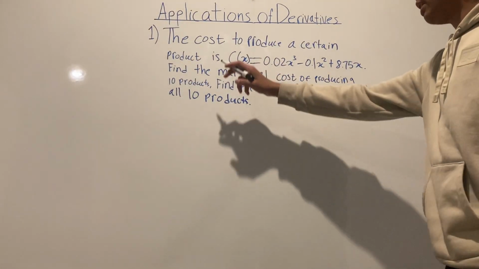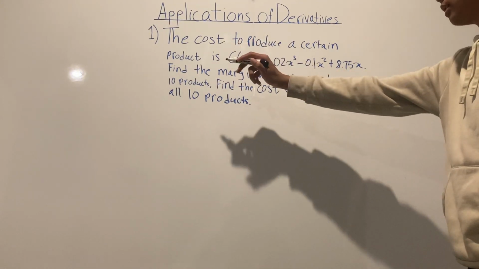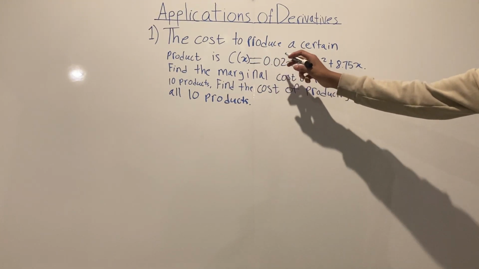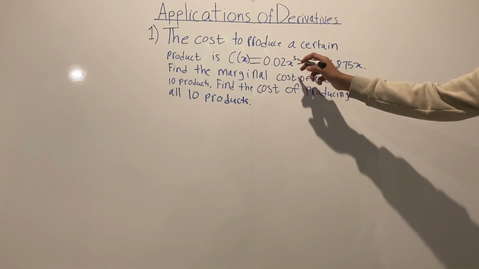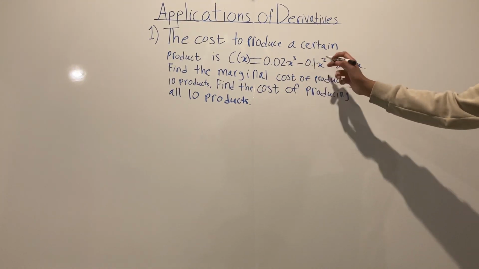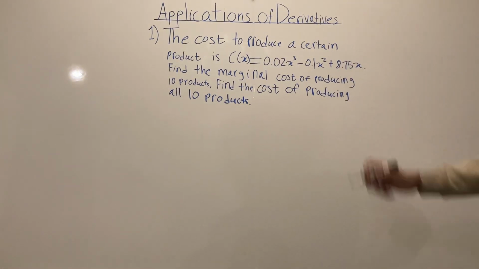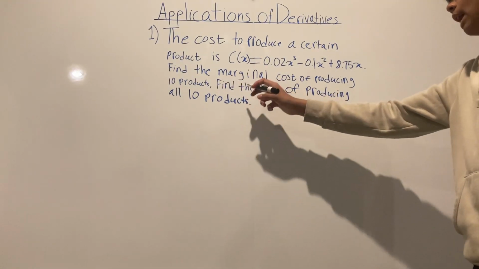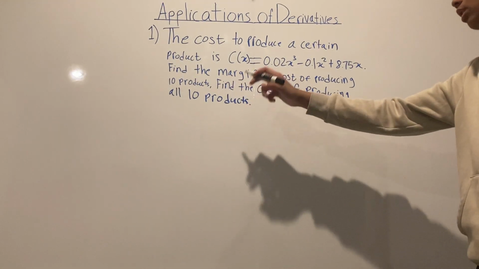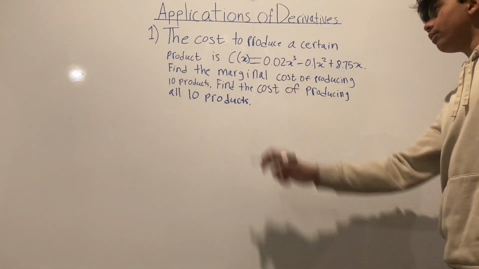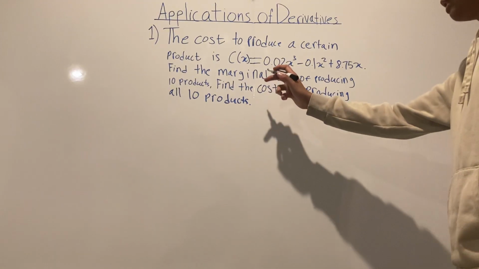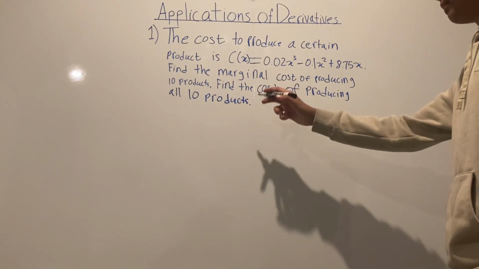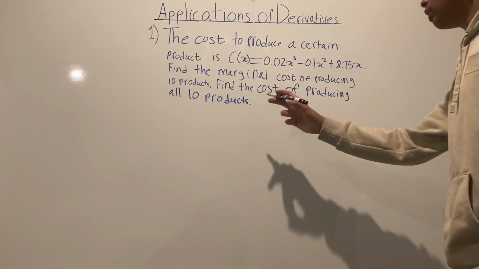Okay, question 1, we have the cost to produce a certain product is given by the cost function C of X, which equals 0.02 x to the 3 minus 0.1 x squared plus 8.75x. Find the marginal cost of producing 10 products and find the cost of producing all 10 products. So the difference here is that the marginal cost is the derivative of the cost function, because it gives you the rate of change of it, and the rate of change is nothing but the derivative.